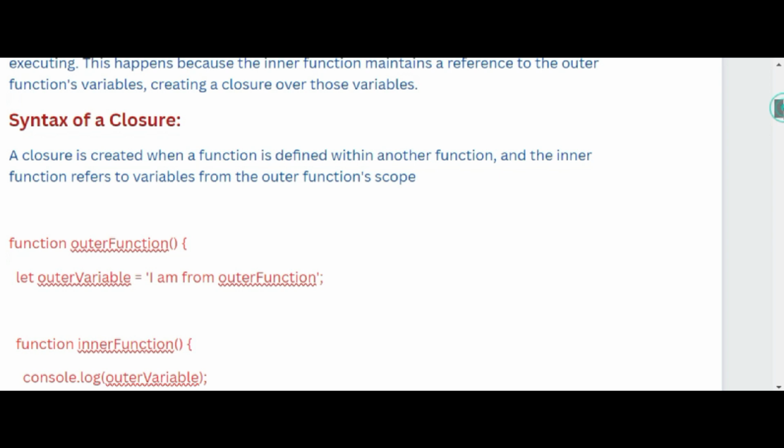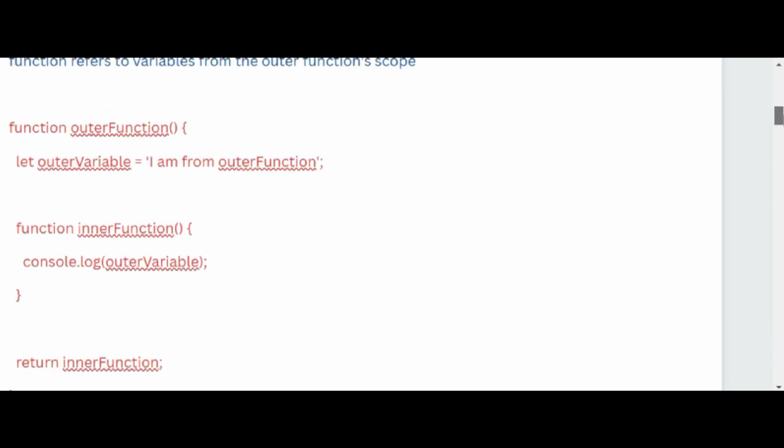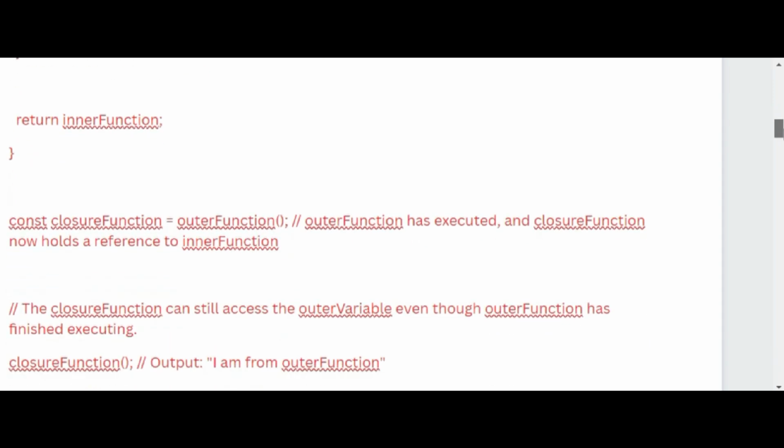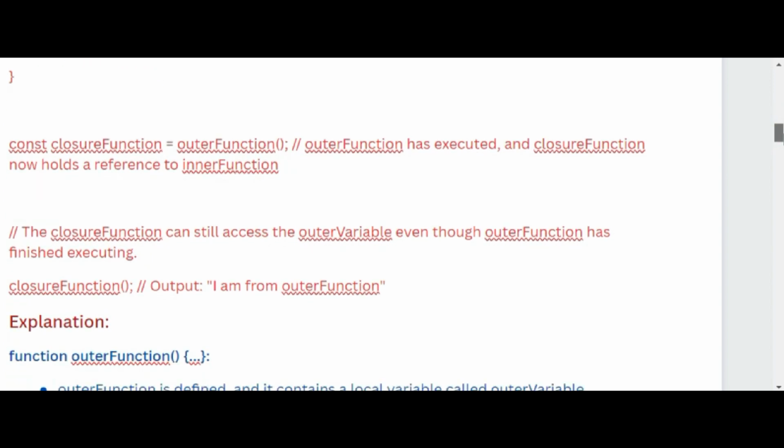Let's see the syntax. function outerFunction, let outerVariable equal to 'I am from outer function', function innerFunction, console.log outerVariable. Return innerFunction. const closureFunction equal to outerFunction. What is the meaning of that? The outer function has executed and closureFunction now holds a reference to the inner function, right? Now come to the output. The closure function can still access the outer variable even after the outer function has finished executing.